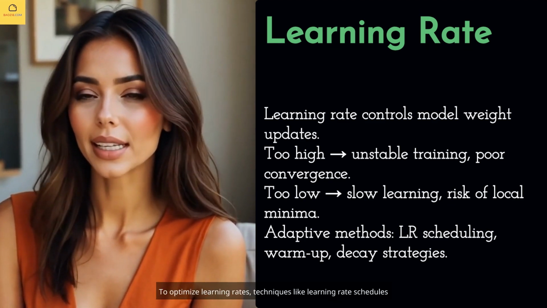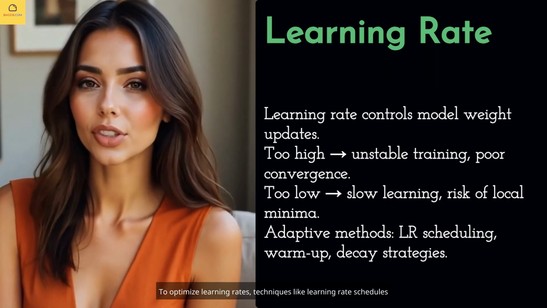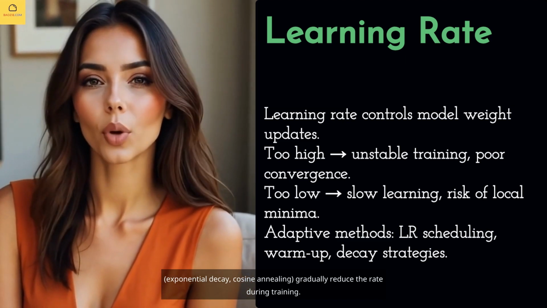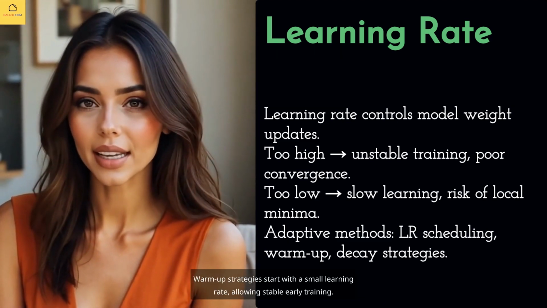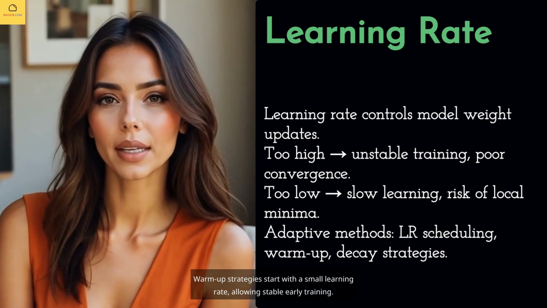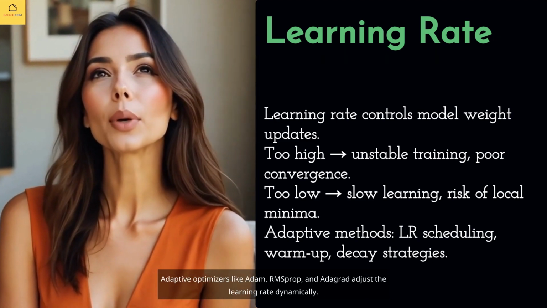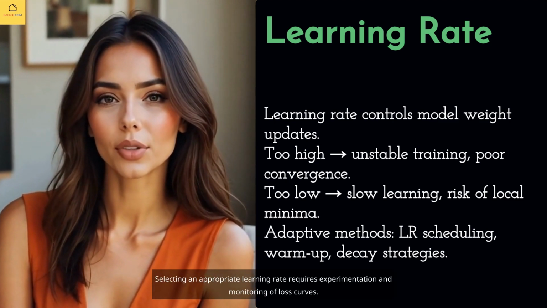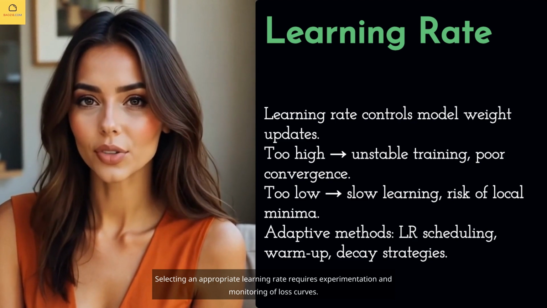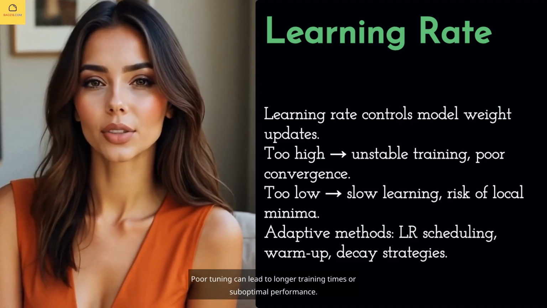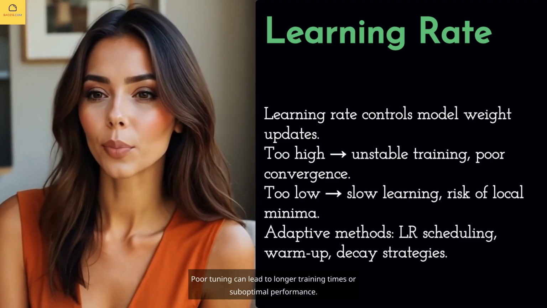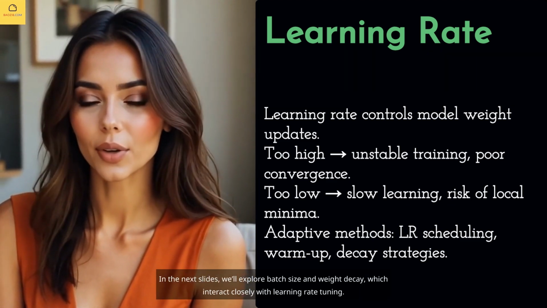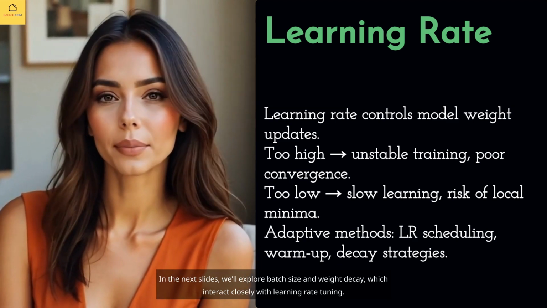To optimize learning rates, techniques like learning rate schedules, exponential decay, and cosine annealing gradually reduce the rate during training. Warm-up strategies start with a small learning rate, allowing stable early training. Adaptive optimizers like Adam, RMSprop, and Adagrad adjust the learning rate dynamically. Selecting an appropriate learning rate requires experimentation and monitoring of loss curves. Poor tuning can lead to longer training times or suboptimal performance. In the next slides, we'll explore batch size and weight decay, which interact closely with learning rate tuning.